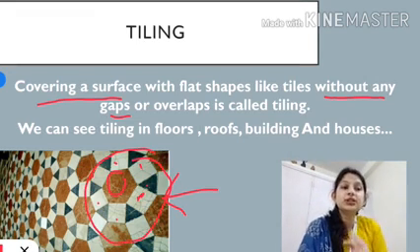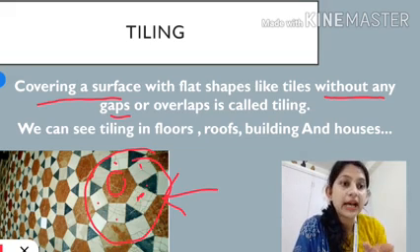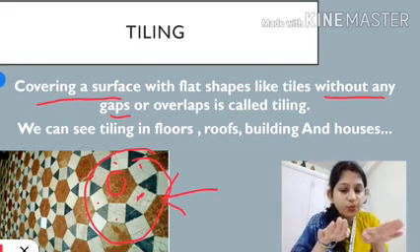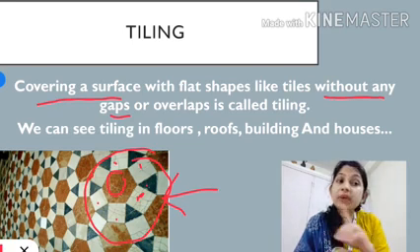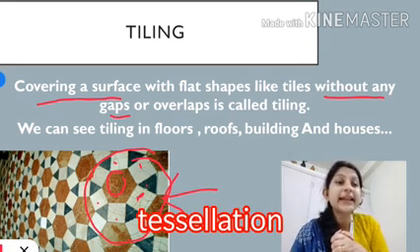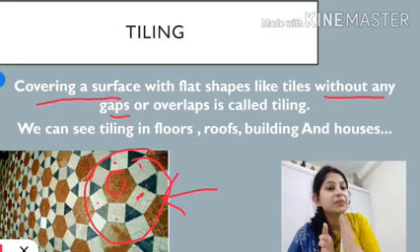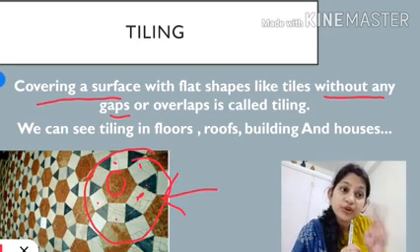So there are two things to be remembered whenever we are discussing tiling. First, two shapes will be placed very near to each other without any gap, and there should not be any overlap. And tiling is also called tessellation. Tiling can be seen in a single design, that means the repeating units will be of the same shape, and it can also be seen with two different types of shapes.